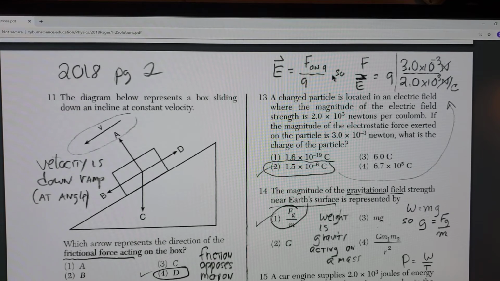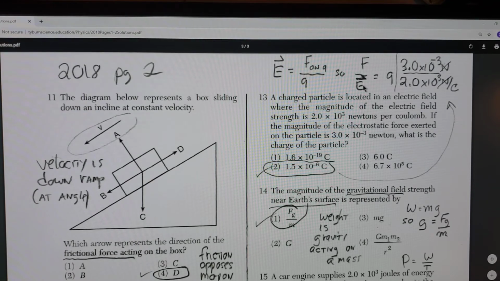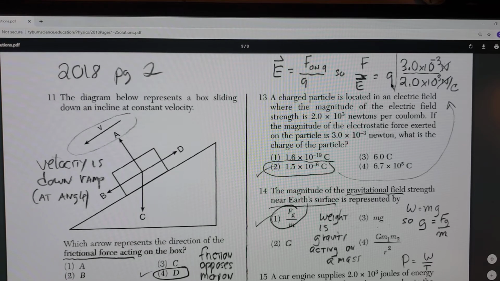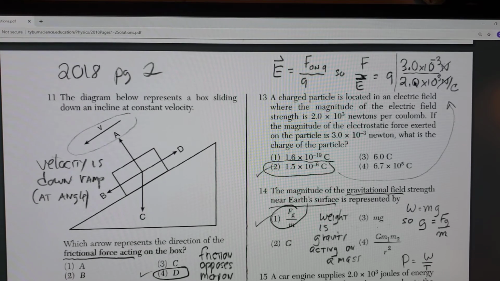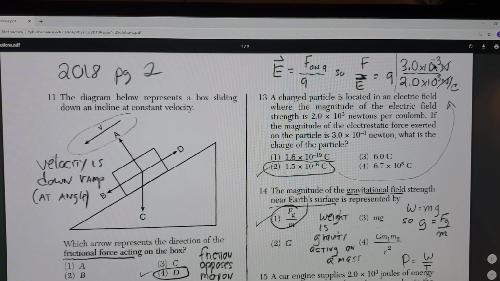I wrote this and then I rearranged it. The force divided by the E vector is equal to Q. That's not a 9, that's my Q. I'm Q challenged. So then I got the numbers on here. They say the magnitude of the electric field strength is this guy, 2 times 10 to the third. That's this E guy, which is on the bottom here. And the magnitude of electrostatic force is 3 times 10 to the minus 3. So here's the force up here. And don't try to do this in your head. Just do it in the calculator, because exponents, when you're dividing them, can be kind of weird.